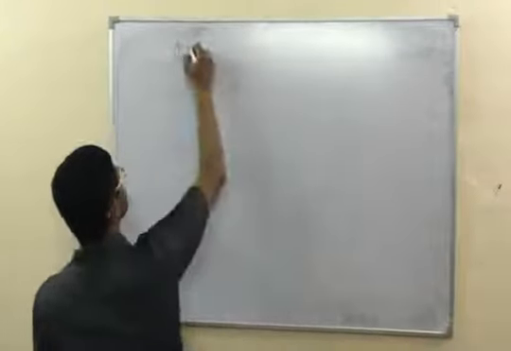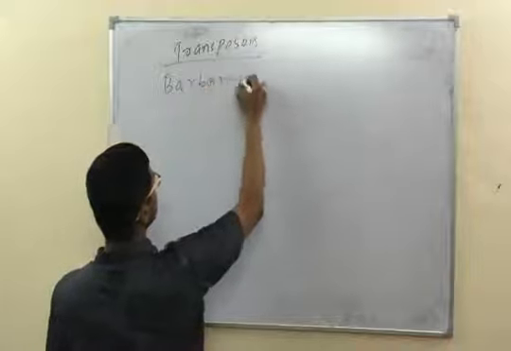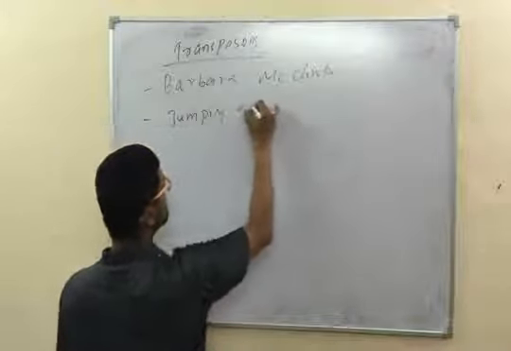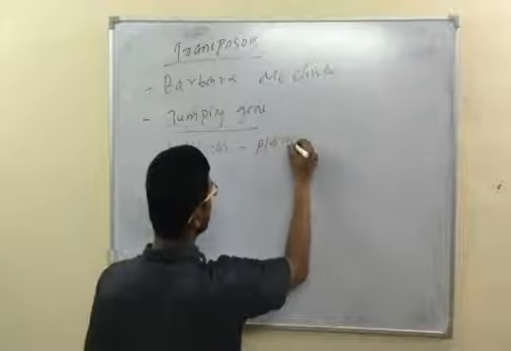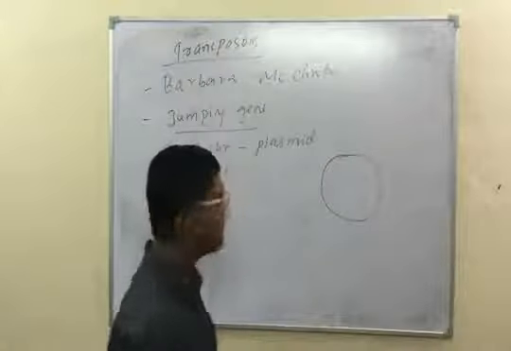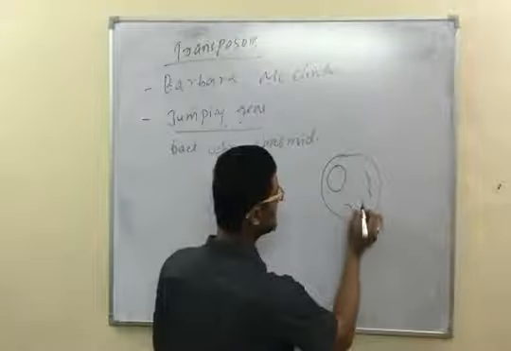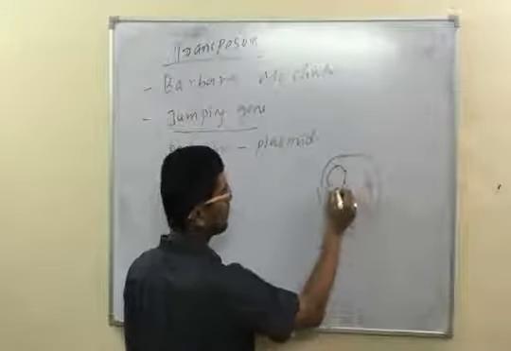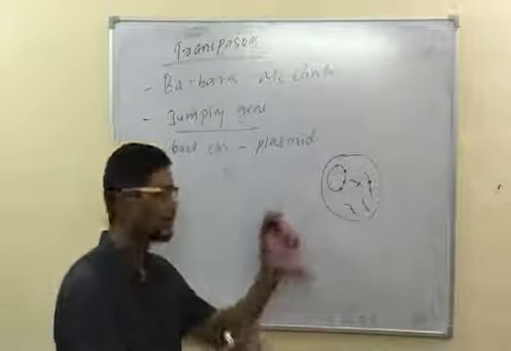Now I will tell you a bit about transposons. They were discovered by Barbara McClintock, and transposons are also called jumping genes. They usually jump between the bacterial chromosome and plasmids. So this is a bacterial chromosome and these are the plasmids. Transposons are very small genetic elements. Sometimes they are present on the bacterial chromosome, and sometimes they jump to become a part of a bacterial plasmid. So they usually jump between the chromosome and the plasmid.